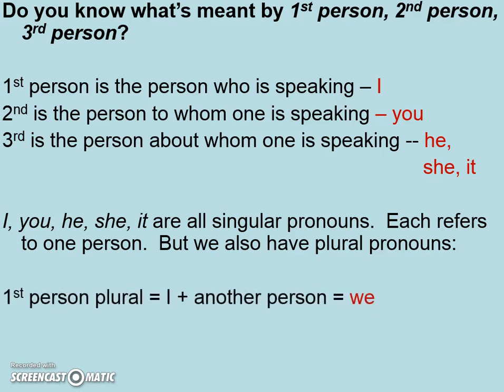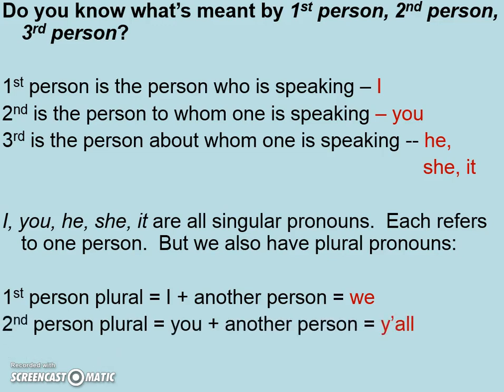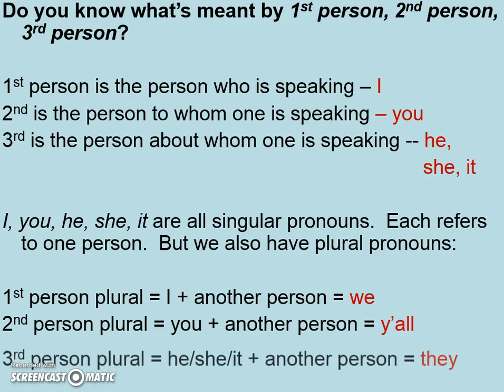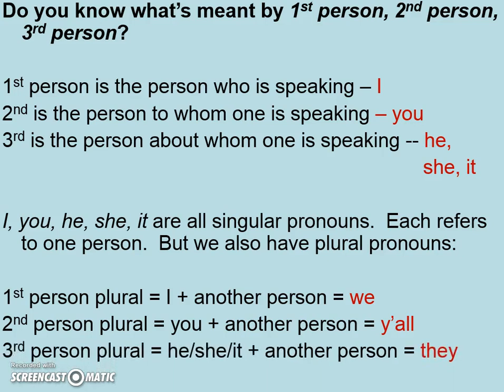Okay, so if we take I and add another person, we get we, which is our first person plural pronoun. If we take you and add another person, we get y'all or you all, making that our second person plural. And if we add he, she, or it with another person, we get they, which is our third person plural pronoun. So these are our pronouns in English. Now we're going to learn the pronouns in Spanish, our subject pronouns, which are very important to learn.